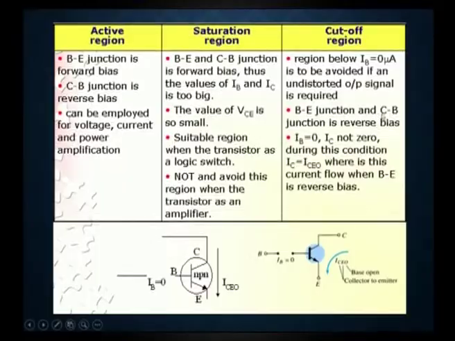Below this we need to avoid if we expect that the output should not contain distortion. Also, in the cutoff region, the base to emitter junction and the collector to base junction are reverse biased, and IB is 0 and IC has a small value, that is, it is not 0 here. During this condition we say IC is equal to ICO, the current that flows when base to emitter is reverse biased. This is called the collector to emitter current when the base is open.